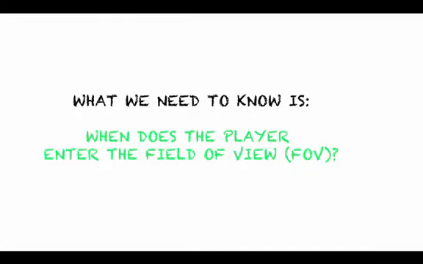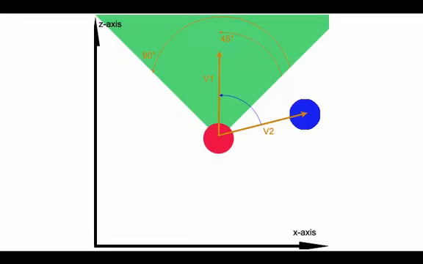So what we need to know really is when does the player enter the field of view, or FOV. If we call the field of view alpha, knowing whether the player is in the field of view is equivalent to knowing whether the angle determined by the direction of the NPC and the vector that points at the player from the NPC is comprised between alpha divided by 2 and minus alpha divided by 2.